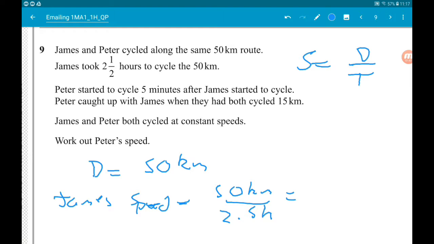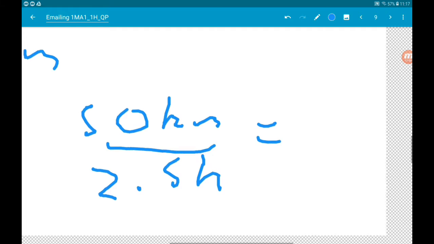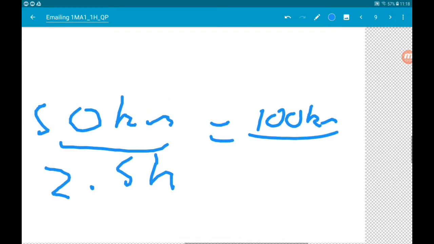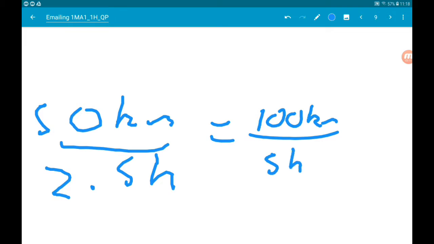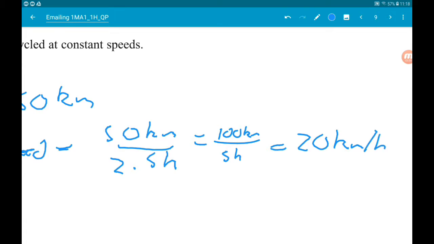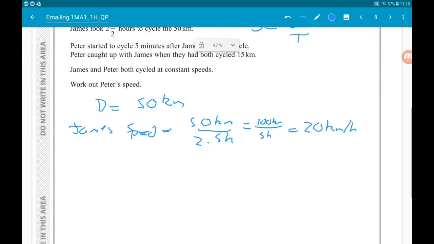Now, that might not look very nice because you're dividing by 2.5. Here's a nice trick. Because it's a fraction, we can multiply the top and bottom by any number we want. Let's do by 2 here. So we get 100 over 5. Hopefully that's a bit nicer. That's 20 kilometers per hour. Okay, so now we know James's speed.